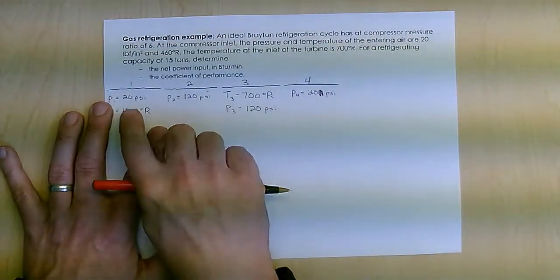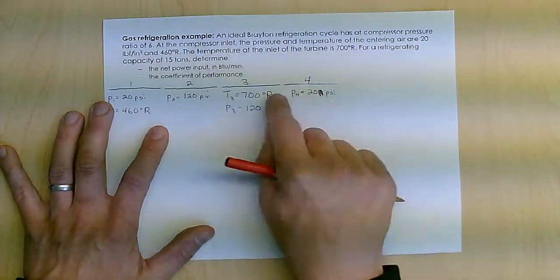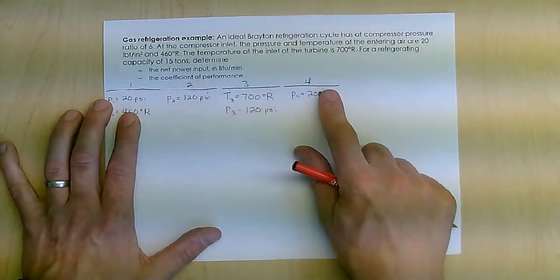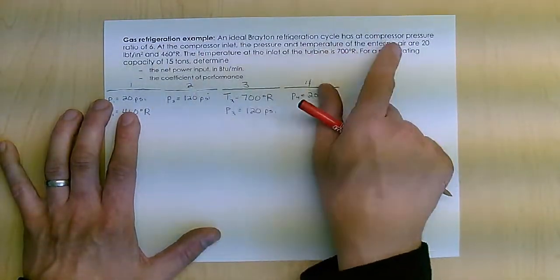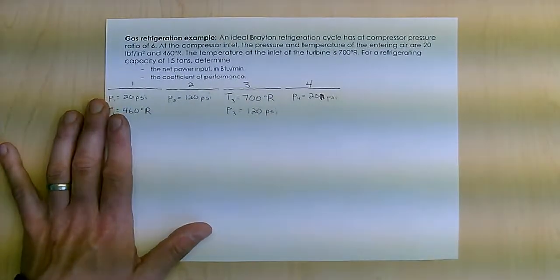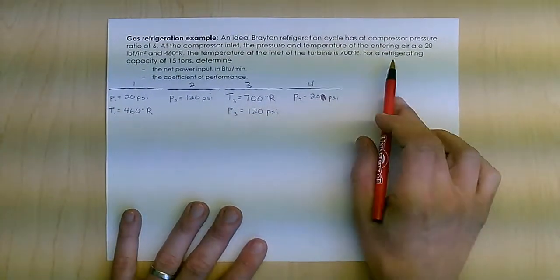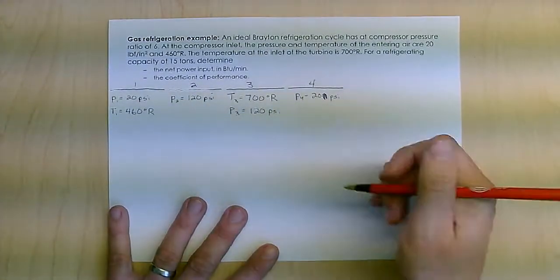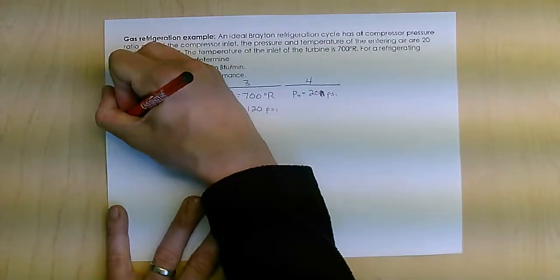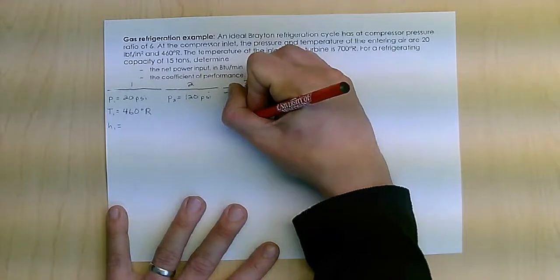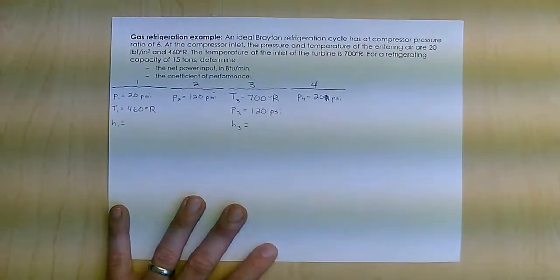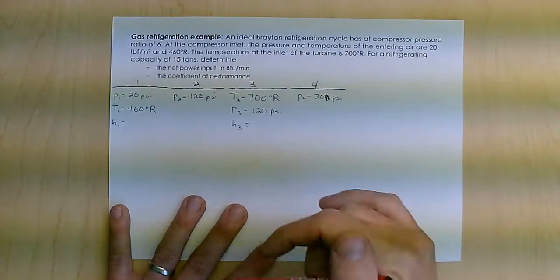Okay, so again, this is the compressor, this is the turbine, this is the hot side, this is the cold side. So 4 to 1 is actually my refrigeration capacity that I'm looking for, at 15 tons. However, before I get there, I've got to set my states, right? So I clearly know H1, I clearly know H3 because I have those temperatures. This is air because it's a Brayton cycle, so air is our working fluid here.